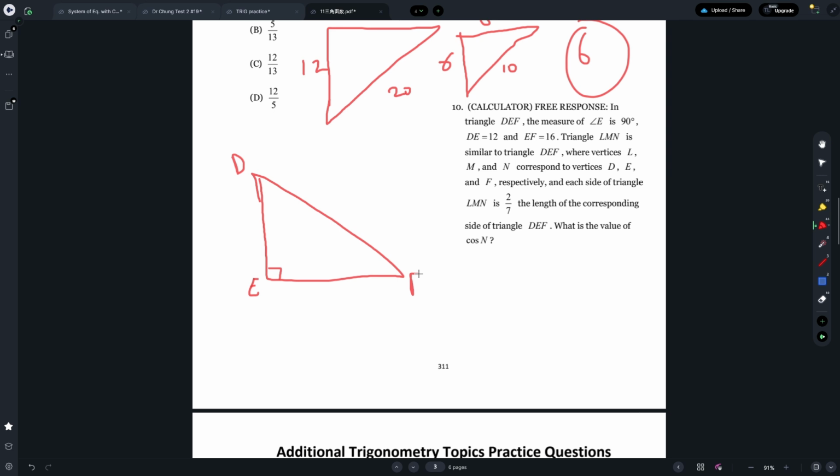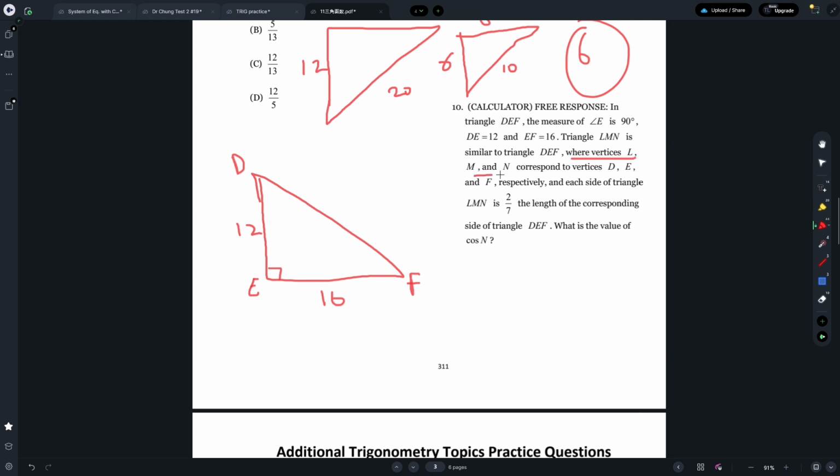D and F are here. DE equals 12, right? EF equals 16. Triangle LMN is similar to triangle DEF, where vertices L, M, and N correspond to D, E, and F respectively.